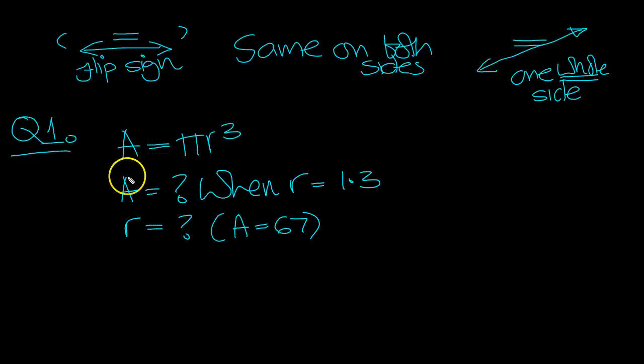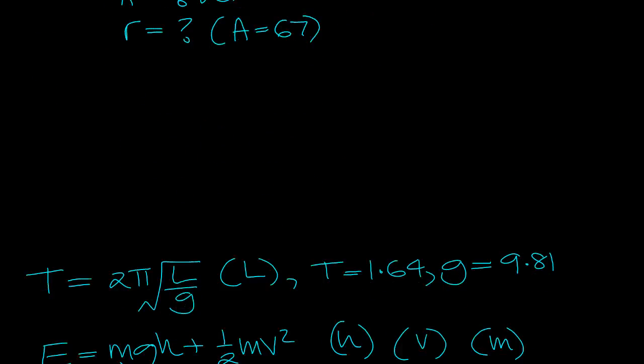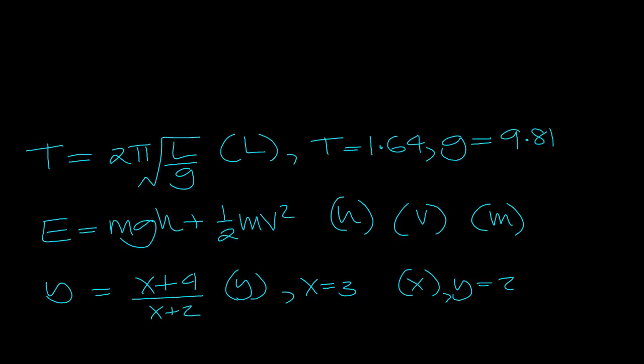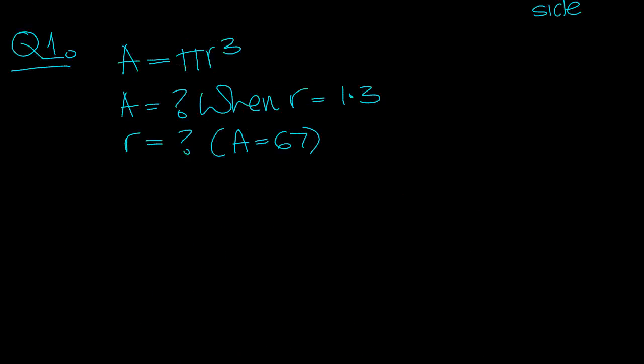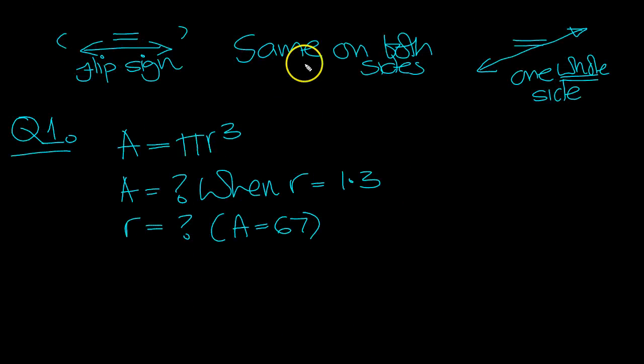A equals pi r cubed. We need to find A when r is 1.3. We need to rearrange this formula for r, and work out the value of r when A is 67. We've also got a few examples which we're going to come on to that I didn't manage to cover in the previous section, so I'll do them at the end of this question, those last three examples in the notes.